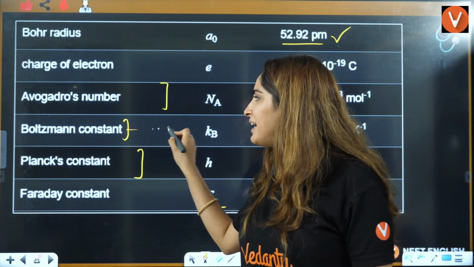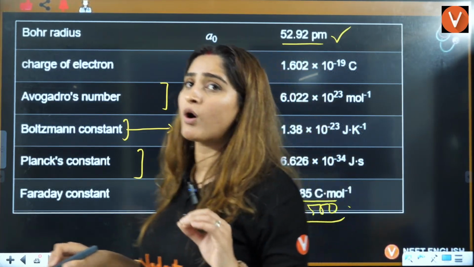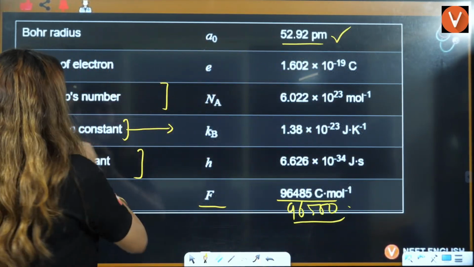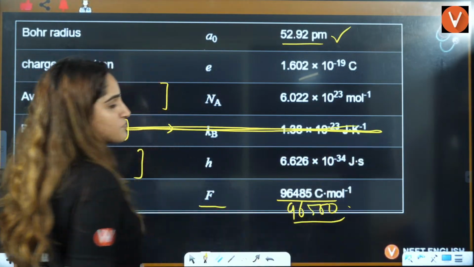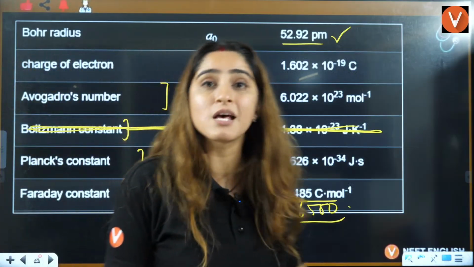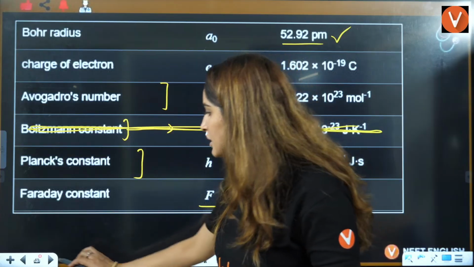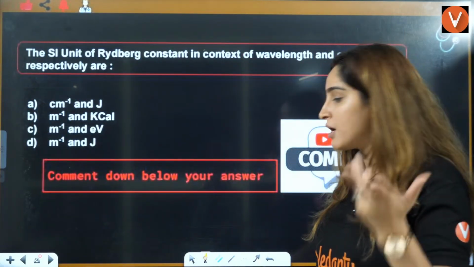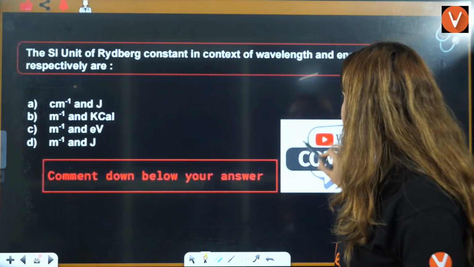Boltzmann constant, from your today's syllabus, it is not useful for you, right? So you can neglect this also, right? Those chapters are not in your syllabus at this point, so you can neglect this also, right? So that is your full list of physical constants.